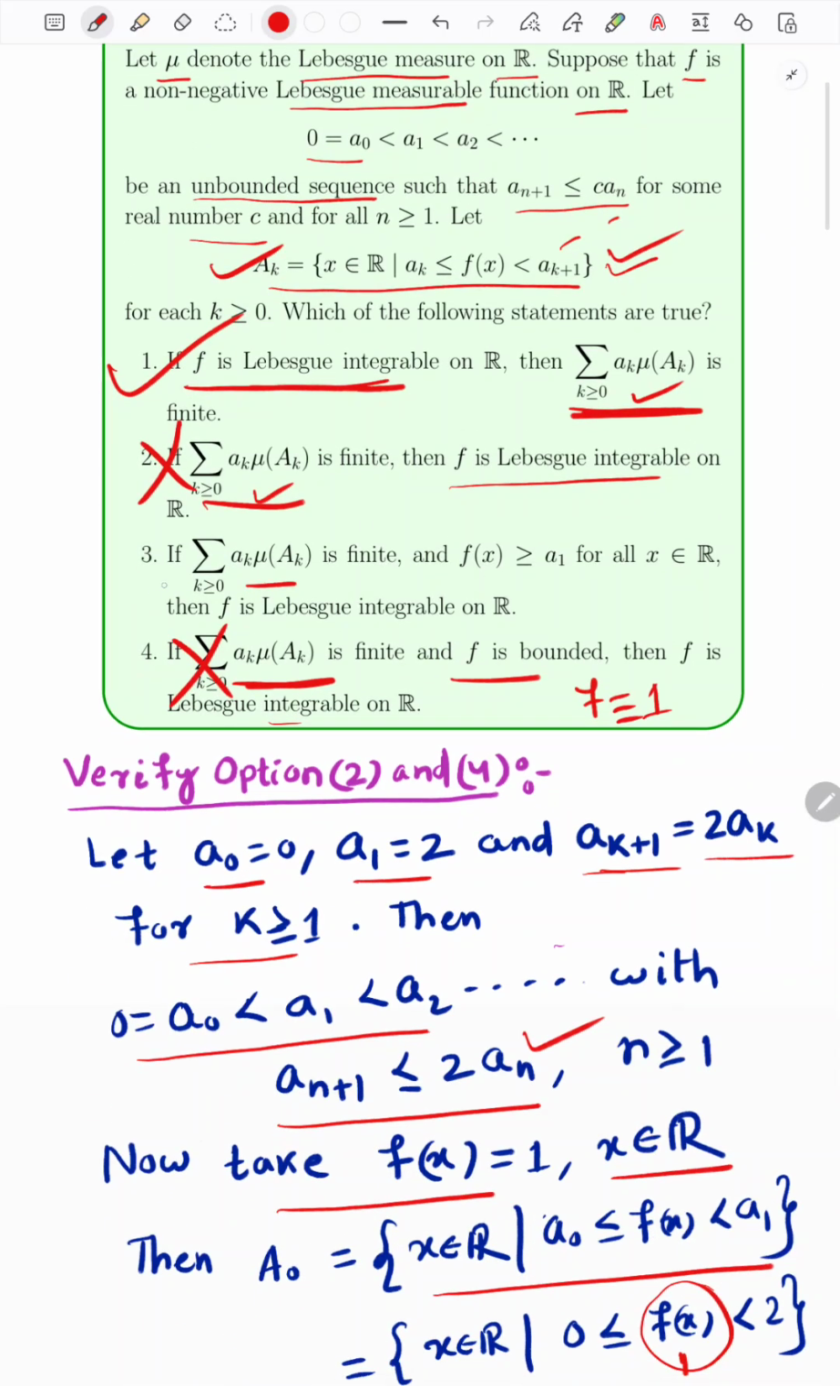Next, we will prove that option 3 is also true. But the condition is that this series is finite along with this quantity. This quantity will help us to prove that f is Lebesgue integrable.